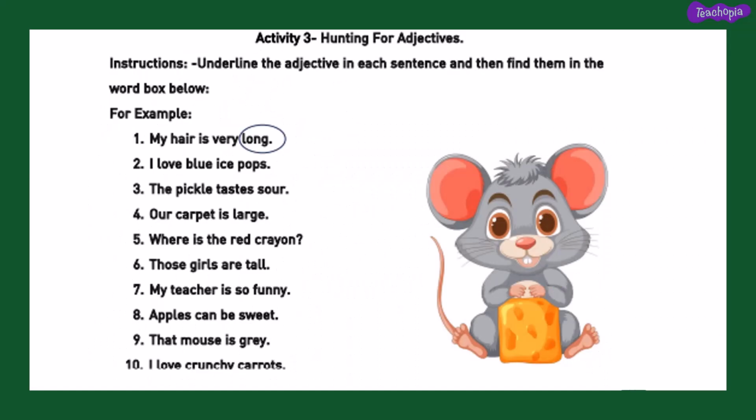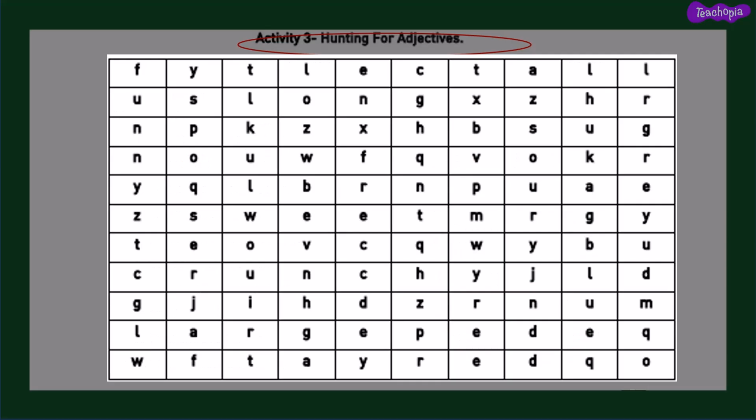Activity 3, Hunting for Adjectives. Here, we will ask the learner to underline the adjective in each sentence and then find them in the word box below. For example, the first one is done for us. Learners need to find the other adjectives and look at the puzzle box given below and find the words that they have highlighted in each of the sentences.